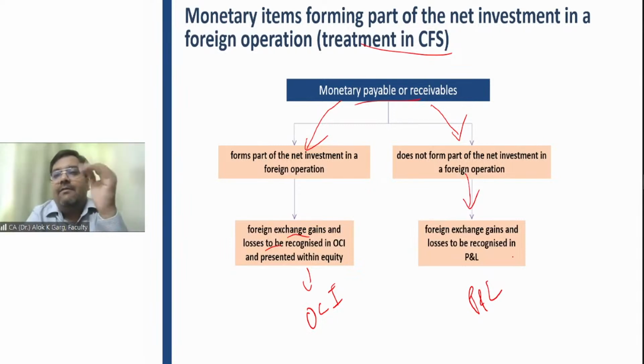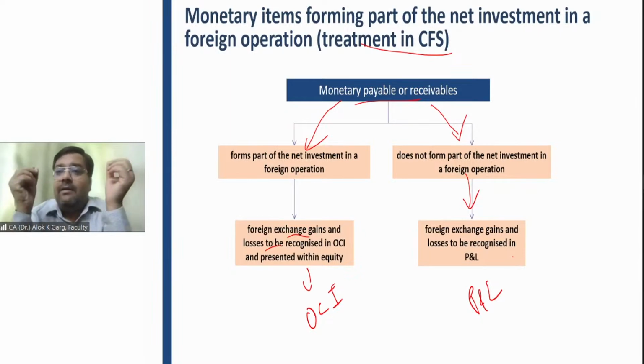If A Limited has given a loan to a subsidiary and that is not a net investment in the foreign operation, it means this loan has to be repayable within a period of 5 years. In that case, it is a foreign currency transaction, right? So whatever exchange difference arises from translating this foreign currency transaction at the closing rate will go to P&L. Doesn't matter, be it standalone, be it consolidation.